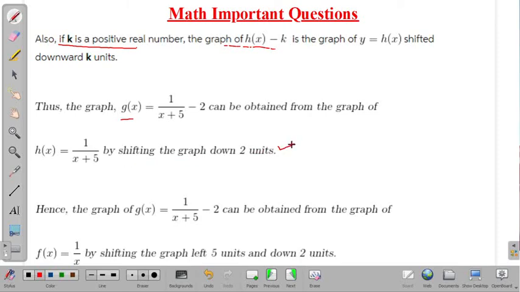Okay, hence if we combine both the steps, the graph of g(x) can be obtained from the graph of f(x) by shifting the graph left 5 units and then downward by 2 units. Okay friends, so we have discussed one important problem from the topic transformation of graphs.